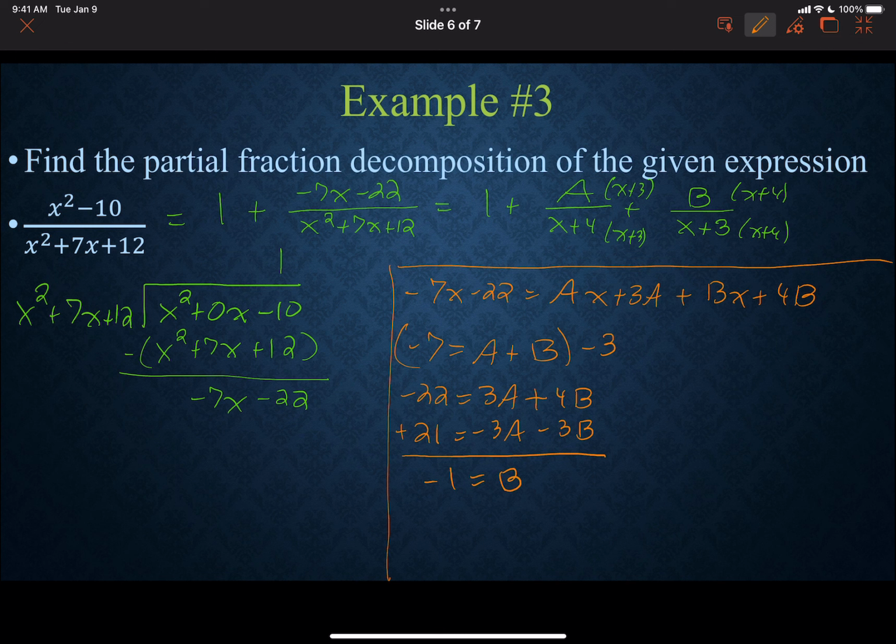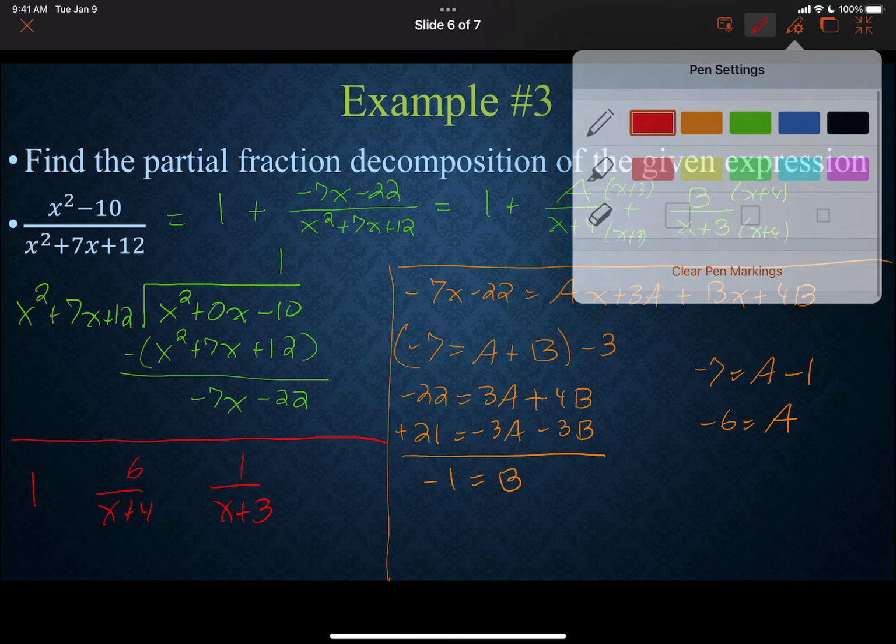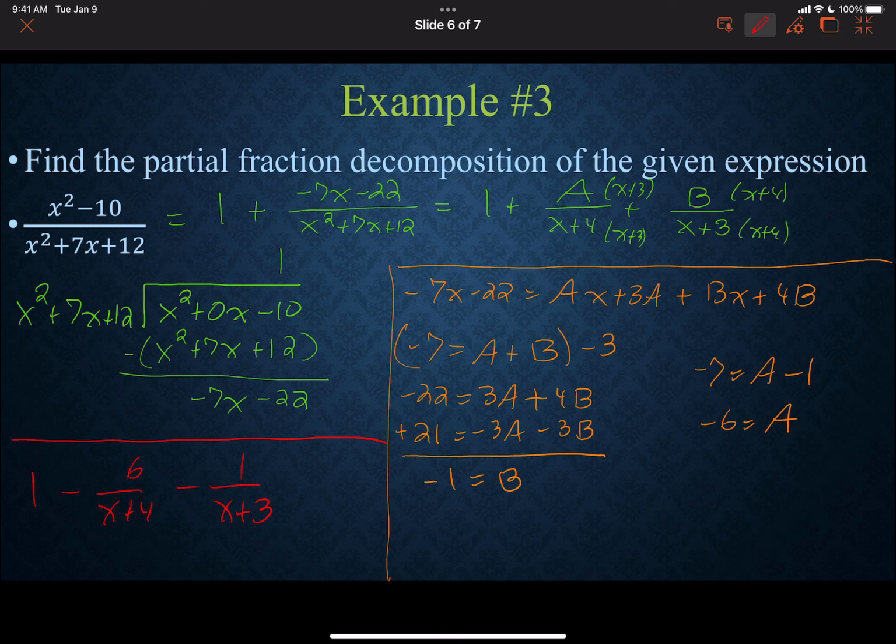So once I get b is negative 1, I know negative 7 equals a minus 1. So a is negative 6. So my final answer, I'll do down here in the bottom left in red, is the 1 from the polynomial long division, and then plus the negative 6 over x plus 4, plus a negative 1 over x plus 3. If it's negative, you don't necessarily need to write plus and negative. We could have just written both of these as minuses. So minus 6 over x plus 4, minus 1 over x plus 3. That's perfectly fine, and that's our final answer.